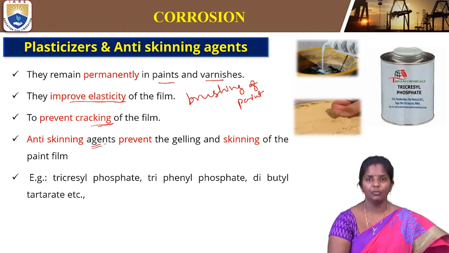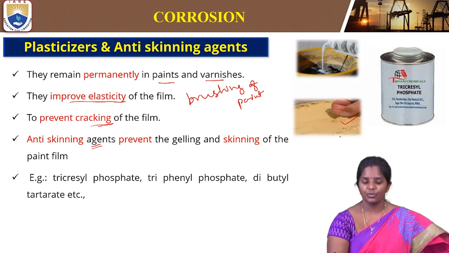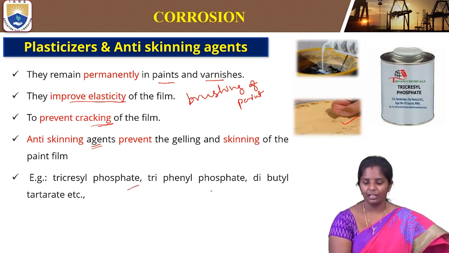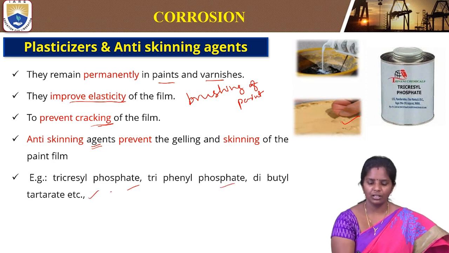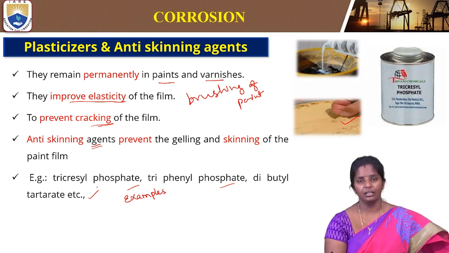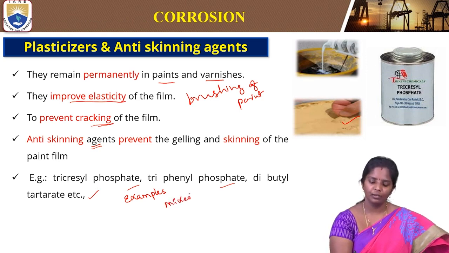Anti-skinning is about preventing peeling. For example, if we see in this figure, if the man is able to peel the film, it should have the anti-skinning property. For that we will be using triacrylyl phosphate, triphenyl phosphate, dibutyl tartrate. These are some examples of compounds that are used as anti-skinning agents that are mixed in paints for obtaining the anti-skinning property.